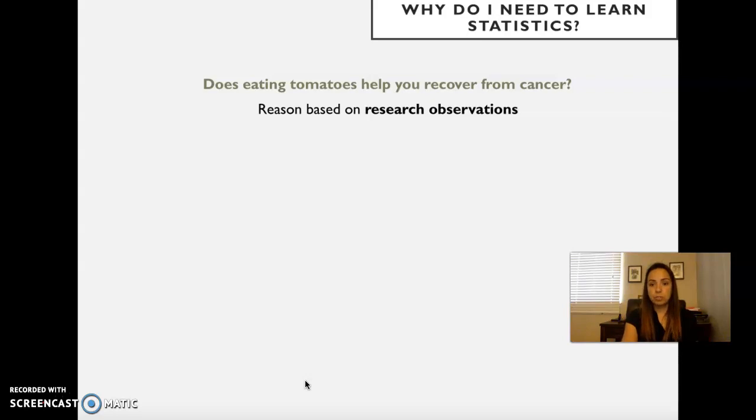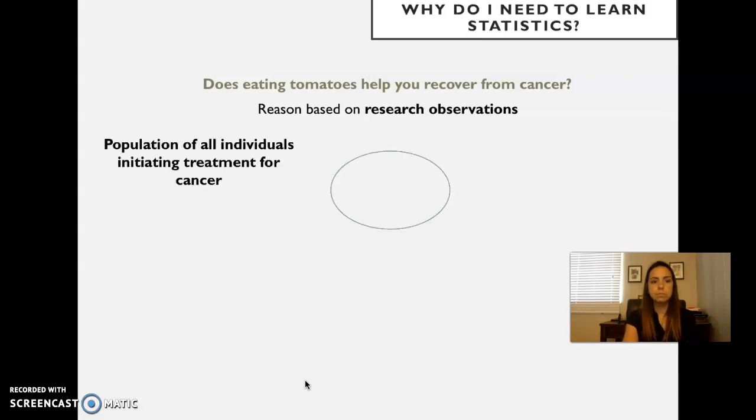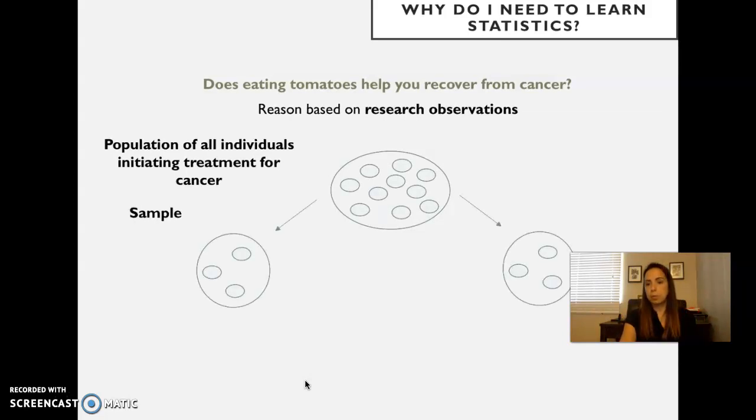So let's see if I can convince you by describing to you what the research process would look like here to answer this question. So you can imagine that there would be a population of all individuals initiating treatment from cancer. And then the researcher would come in and sample from this population randomly and form two different groups. To one group, the researcher would give tomatoes to eat on a daily basis, let's say, and the other group is told not to eat tomatoes at all.